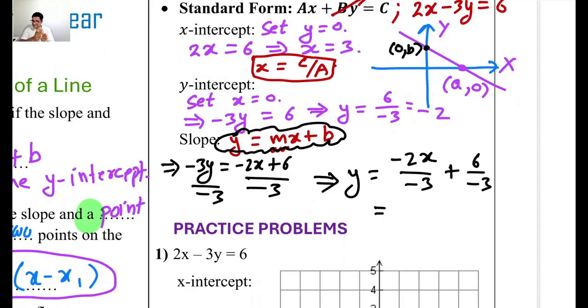So you separate the negative 3 from the denominator into two terms. So you get 2 over 3 x minus 2. And when you write it in that form, that coefficient of the x is your slope.